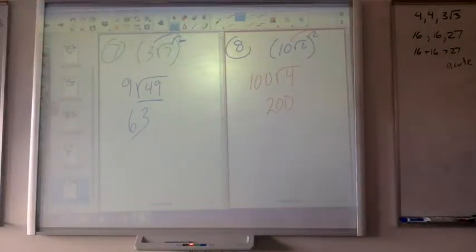Everyone feel comfortable so far up through number 8? Any part of that? So if it's not a perfect square, then you just leave it there. You just do the vertical. Okay. All right, number 9.